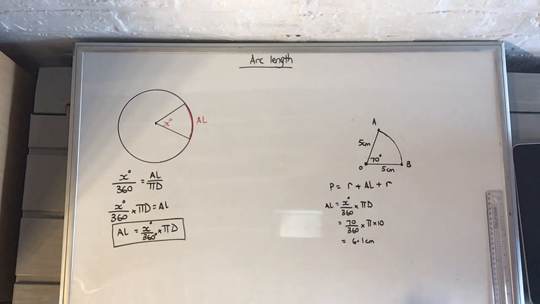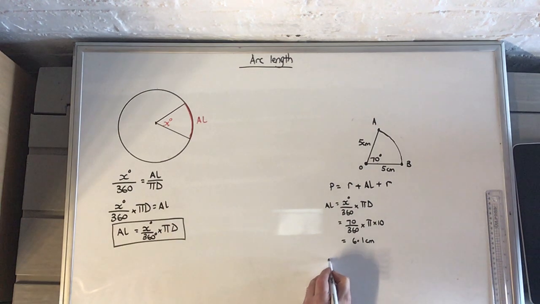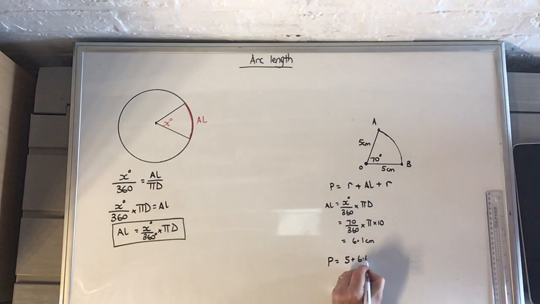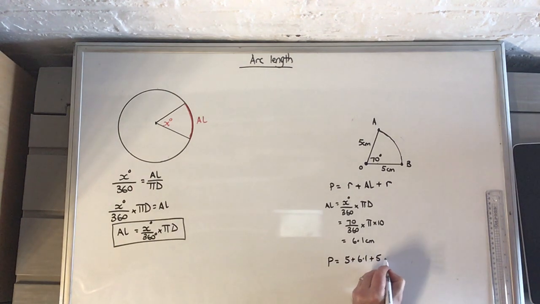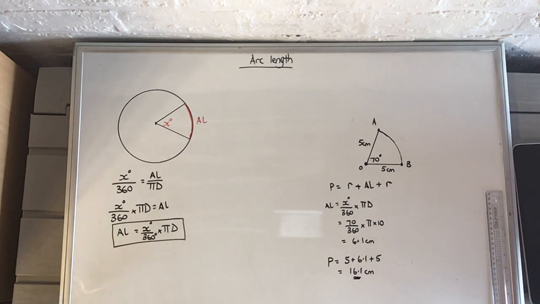So that's just that length, that's just this curvy bit. So the overall perimeter is going to be 5 plus 6.1 plus 5, which comes to an easy 16.1 centimetres. Okay, so that was the perimeter this time we were asked to work out.